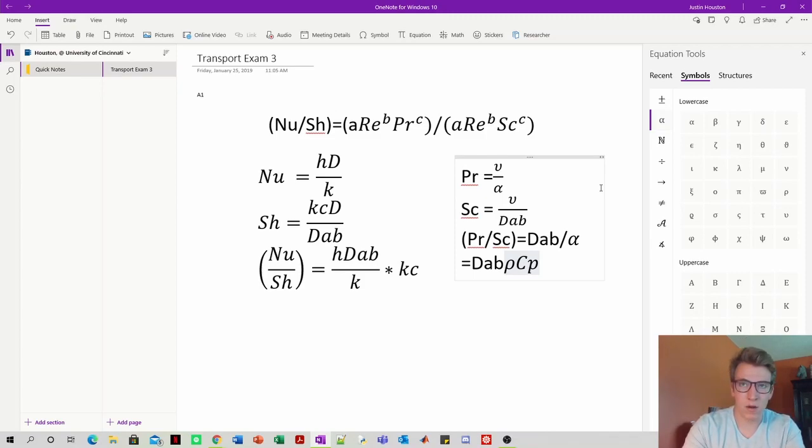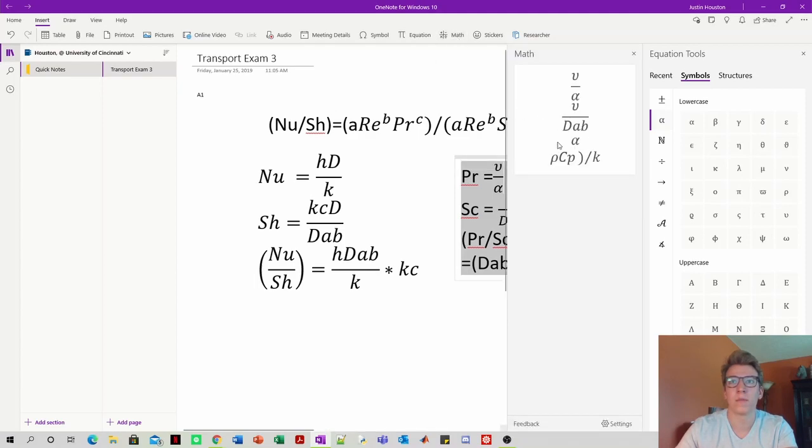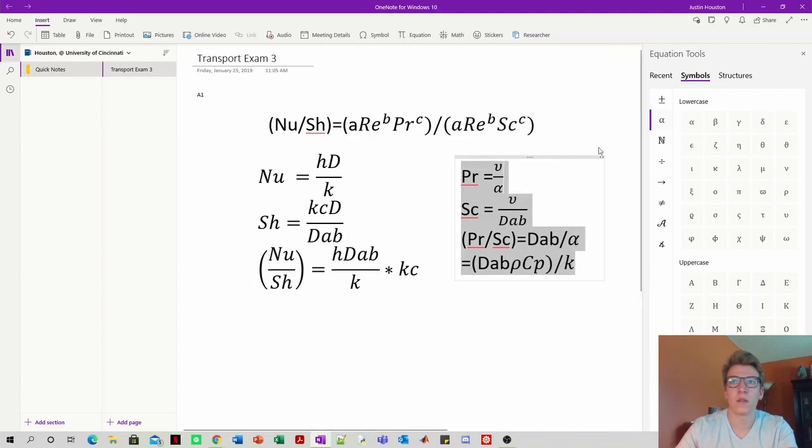And that is all going to be over the heat transfer coefficient. So now we have that.